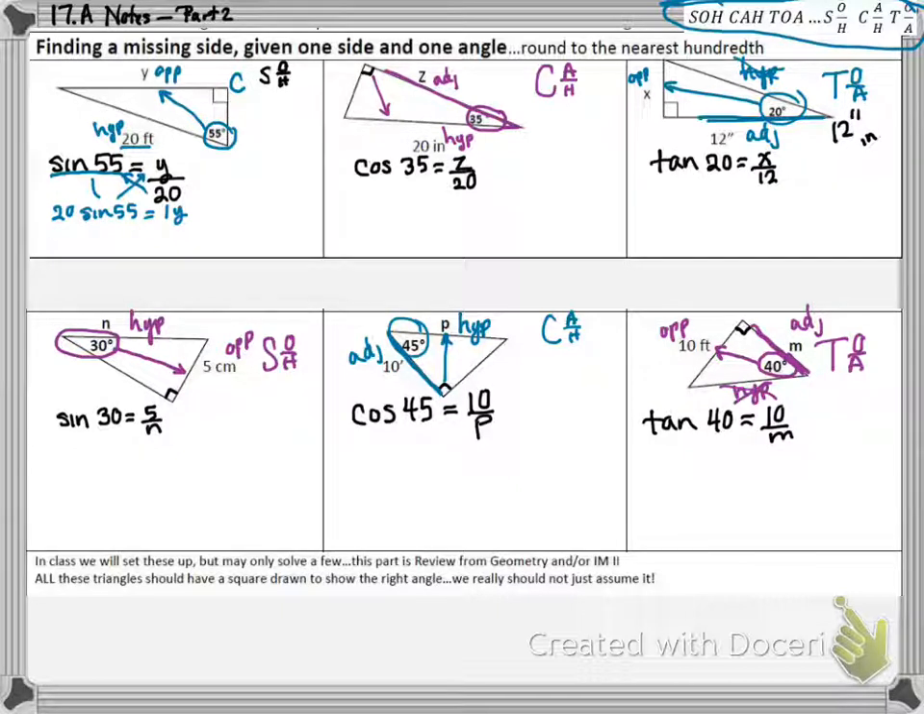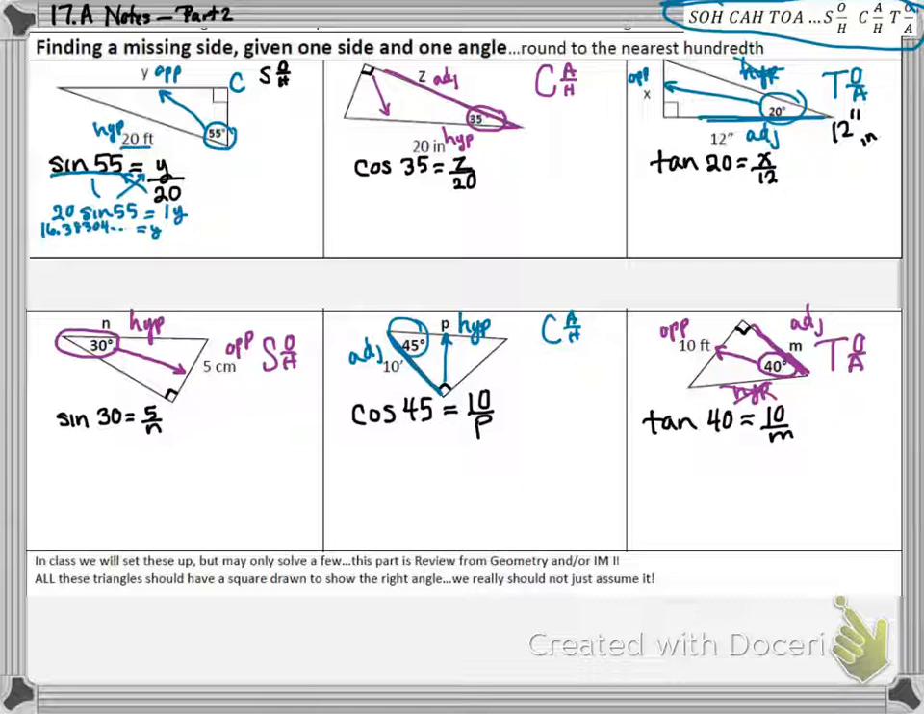In most calculators, you're going to be better off if you do 20 times sine 55 instead of trying to do sine 55 times 20, because you could add parentheses issues if you put the 20 in the back. If I put this into my calculator, it tells me 16.38304 equals my y.